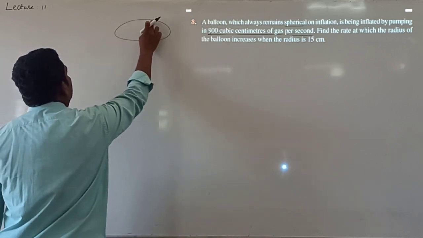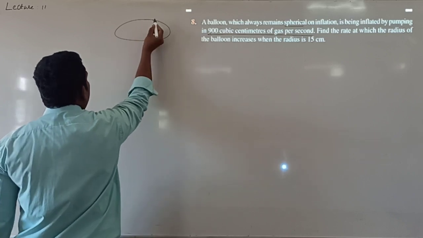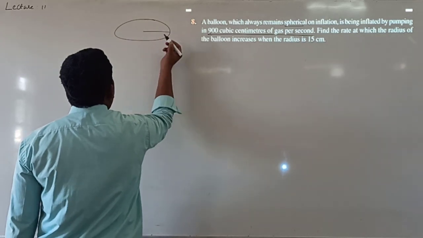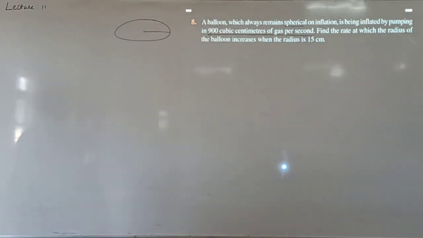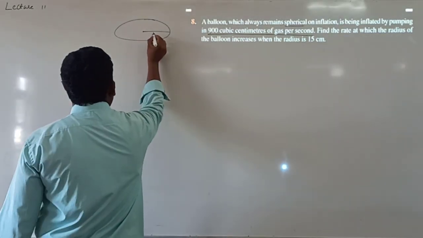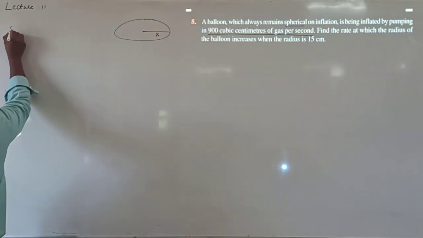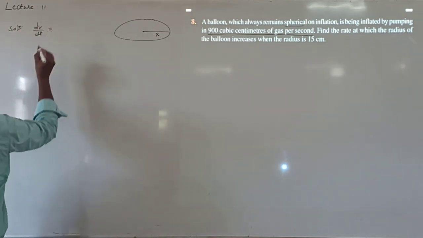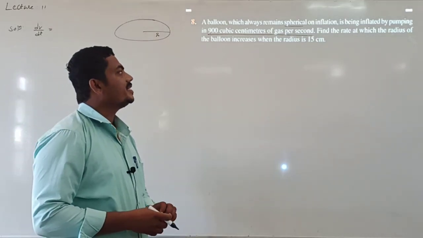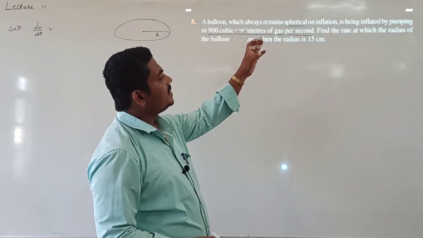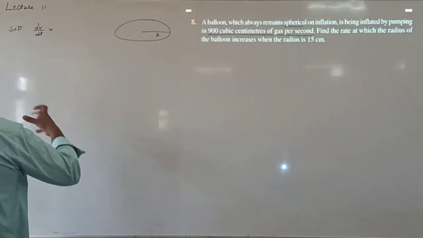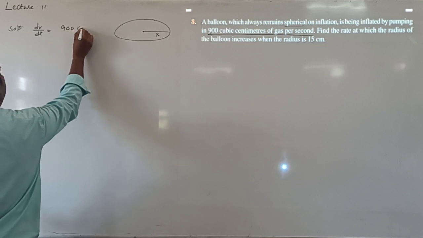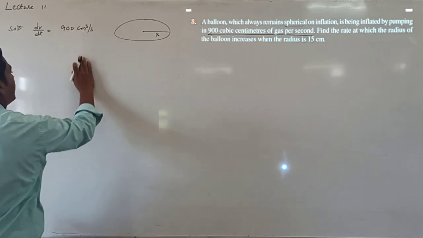This is one spherical balloon whose volume is changing. Volume is changing with time, meaning its radius is also changing. They have given dV by dt equal to 900 cubic centimeter per second. Whether dV by dt is positive or negative: inflation means its volume is expanding, increasing only.